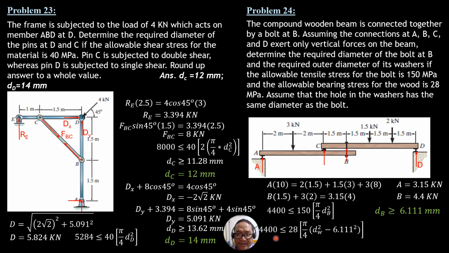Likewise, for the outer diameter of the washer, 4,400 newtons is less than or equal to the allowable bearing stress of wood, which is 28 megapascals. Then the bearing area is pi over 4 times the outer diameter of the washer squared minus the inner diameter of the washer, which is the diameter of B, 6.111 squared. Solving for the diameter of the washer, it is equal to that value there.